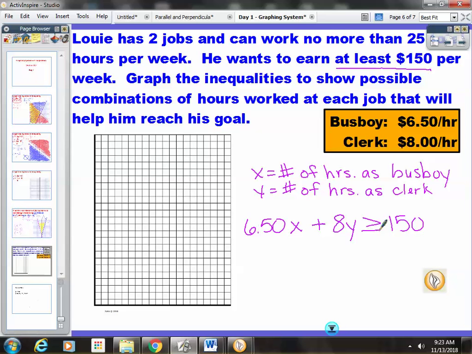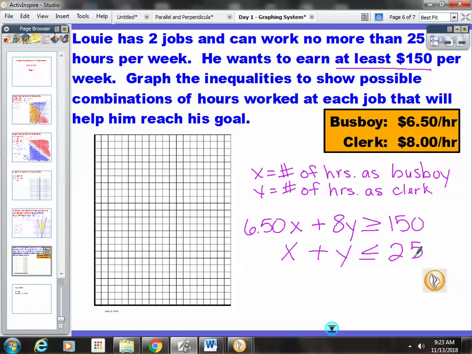No more than 25. You can work no more than 25 hours. How could I write an inequality with that? Very good. She says x plus y, the number of hours as a busboy plus the number of hours as a clerk. It says no more than, so that's less than or equal to the 25 total hours.